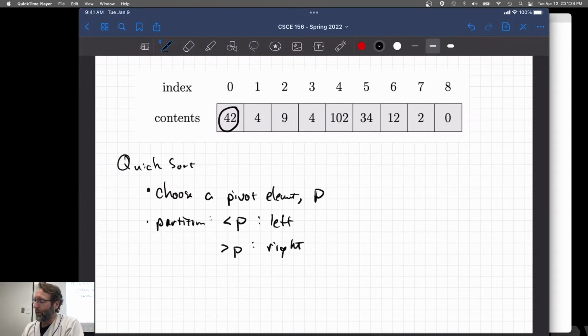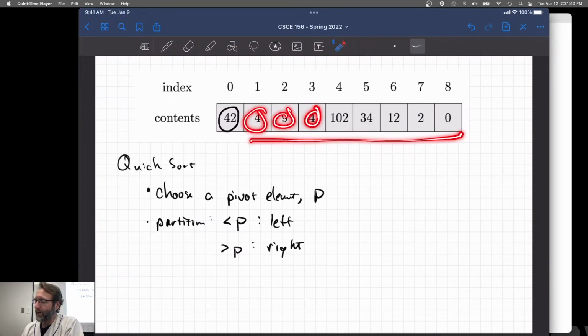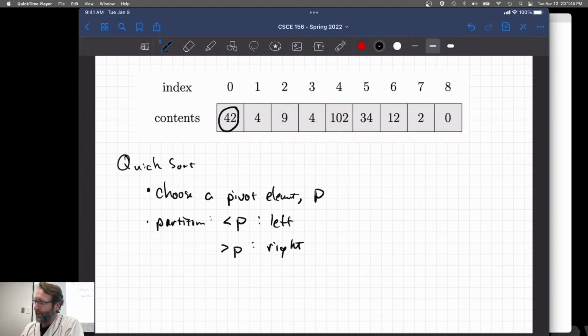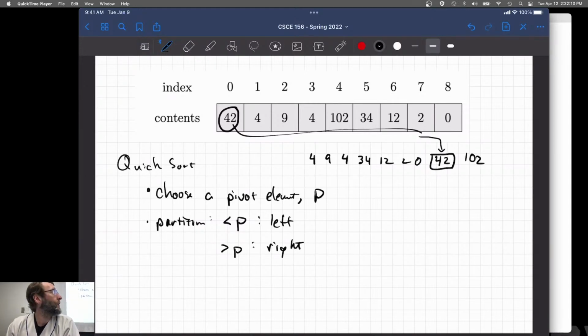So in this case, 42. What I'm going to do is I'm going to go through the rest of the array, and I'm going to put things that are smaller than it to the left, things that are larger than it to the right. And what will I have after at least the first iteration of this? 4, 9, 4. 102 goes over here. 34 is less, goes over here. 12, 2. And then I place the pivot element right in the middle. Oh, sorry, I missed 0. There we go. So 42 is where it needs to be. Don't move it anymore. All right.